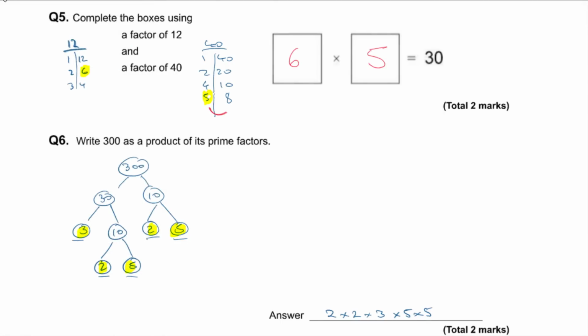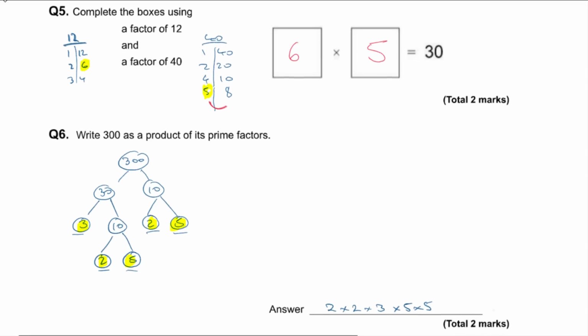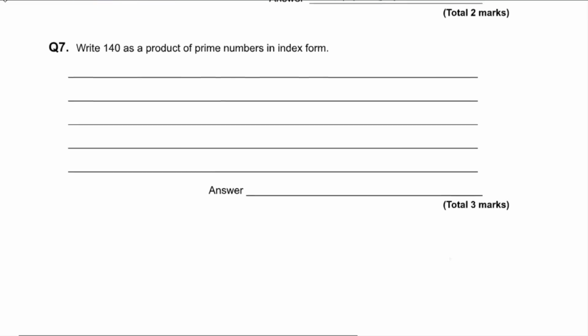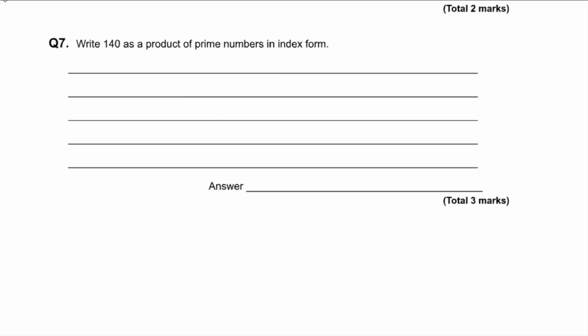Either way, it doesn't really specify here, so you can either write it in expanded form, 2 times 2 times 3 times 5 times 5, or in index form, 2 squared times 3 times 5 squared. Either form is fine. Now, this one though, it insists on writing our numbers in index form.